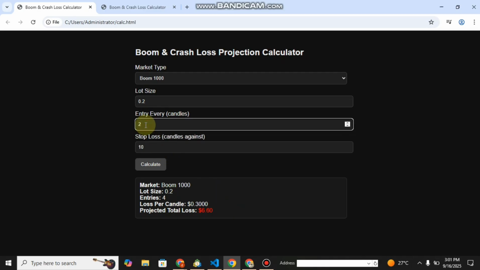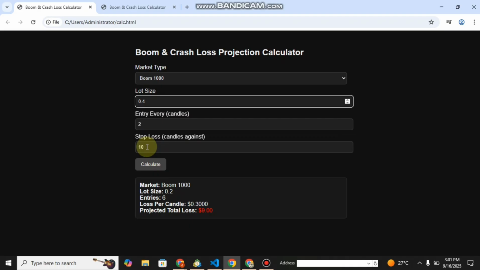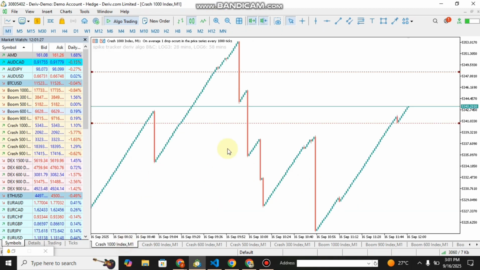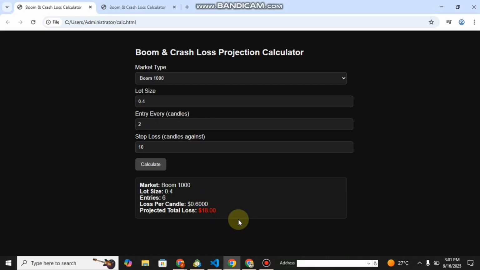You can say after every 2 candles, I add a position. Then calculate. I lose $9. What if I use a lot size now, 0.4? Calculate. $18 will be lost. By the time we hit the stop loss, if it goes for 10 candles without a spike, if it goes for all like here 16 candles without a spike, I'll have lost the amount you calculate.